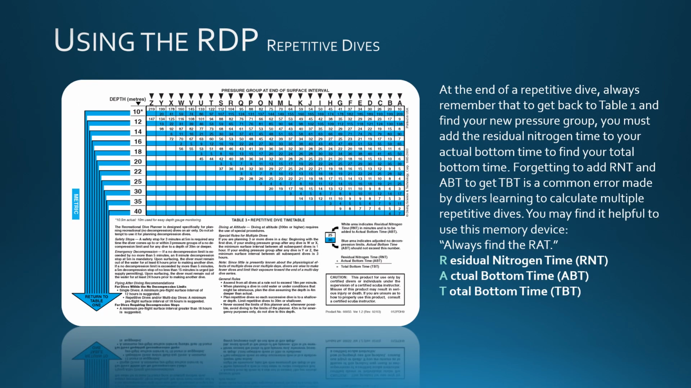Just remember, it's a common mistake not to add RNT and ABT on repetitive dives. A phrase that you might find helpful is, always find the RAT. RNT plus ABT equals TBT.